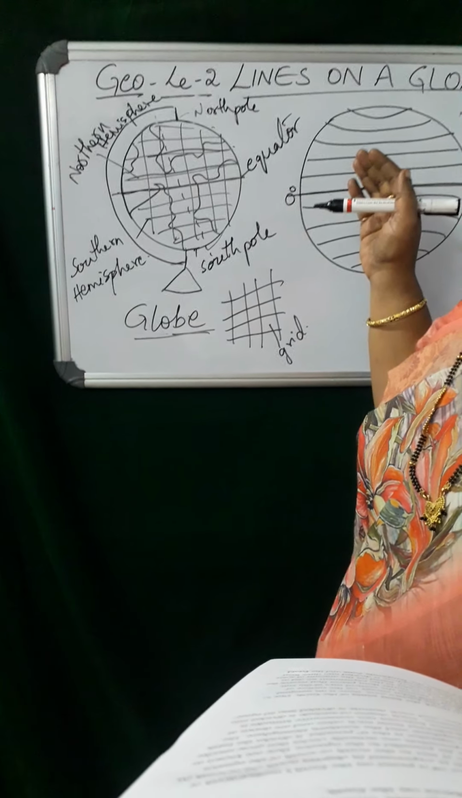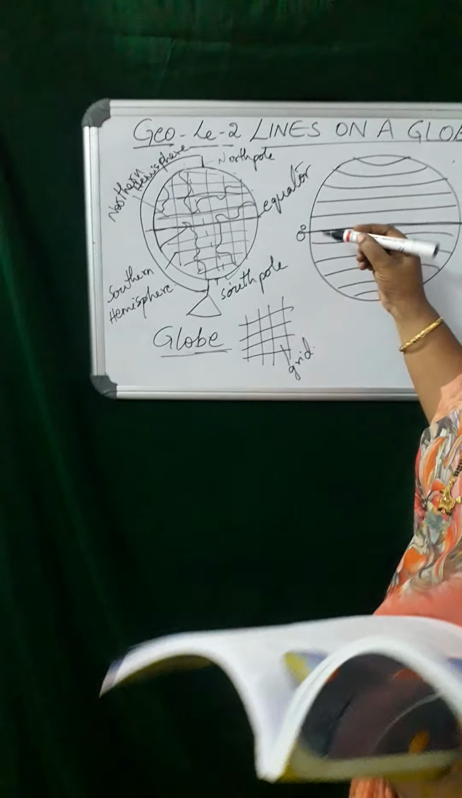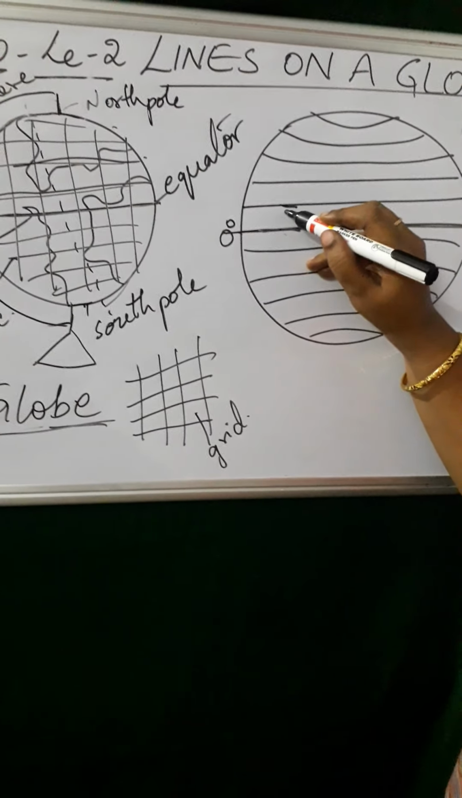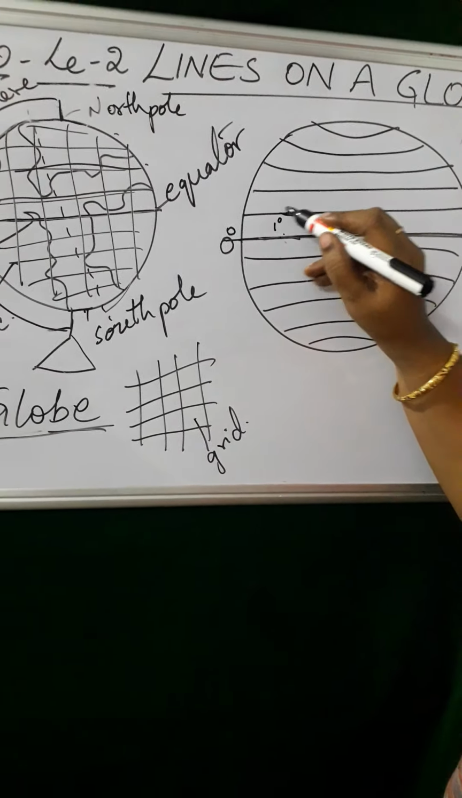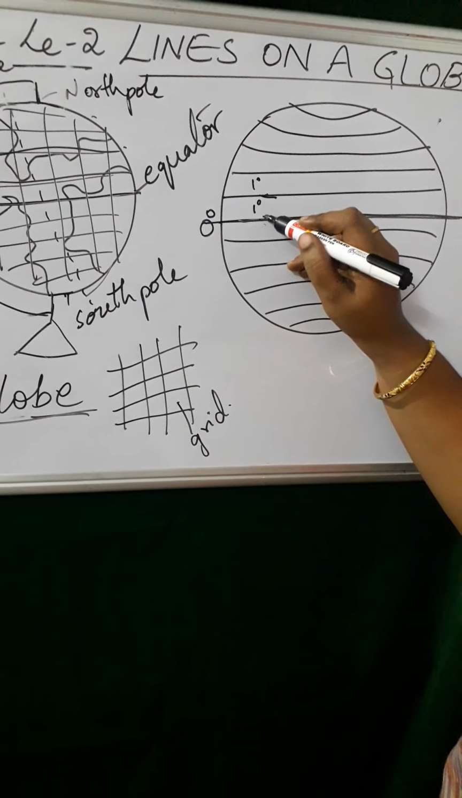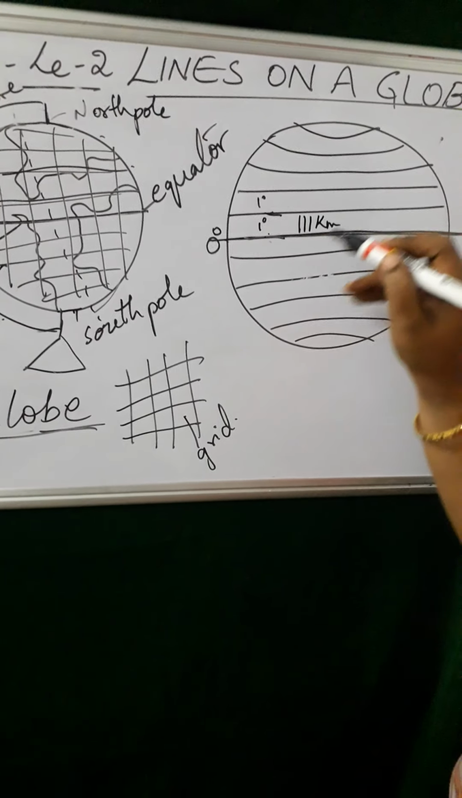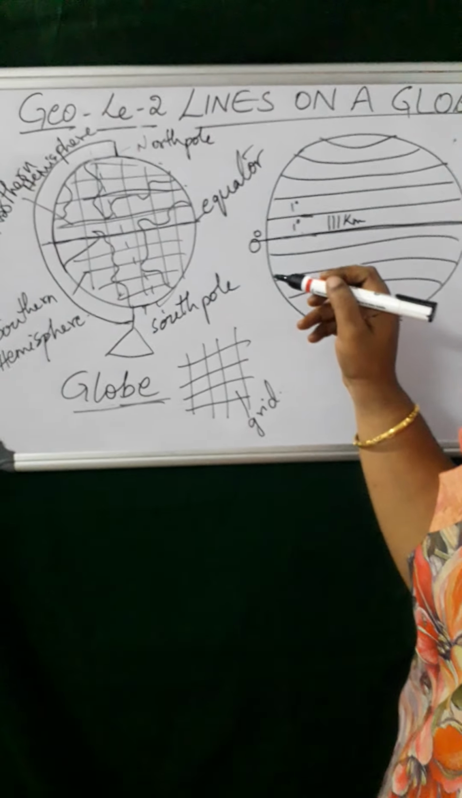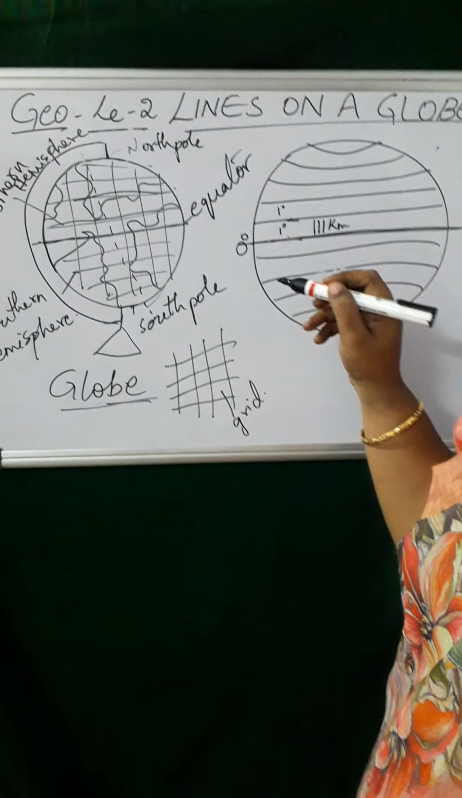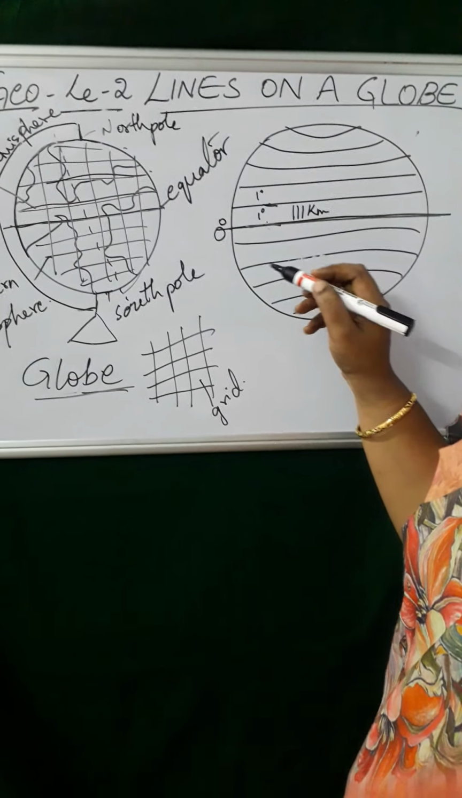The lines of latitudes are equidistant from each other and are drawn at an interval of 1 degree. Means, see children, these are parallels. The distance from here to here is 1 degree. This is 1 degree, like that. And 1 degree is nothing but 111 kilometers. The distance from one line to another line is about 111 kilometers. Each degree of latitude is divided into 60 equal minutes, and each minute is divided into 60 equal seconds.